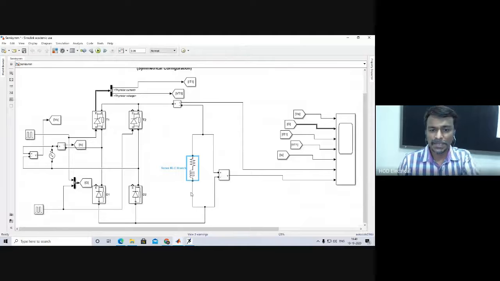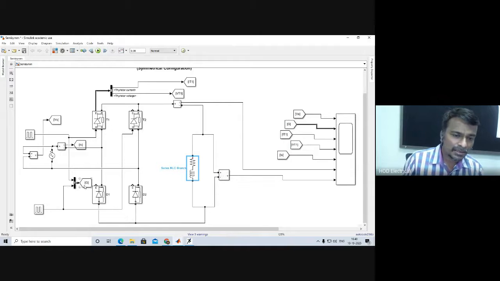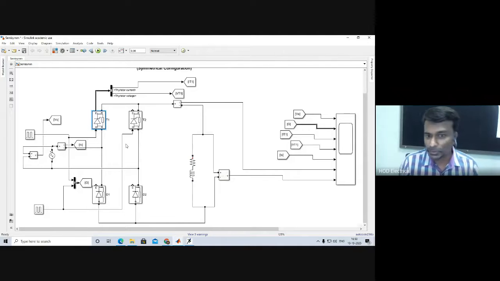See, this is the semi-converter. As I already told you, thyristor T1 is here. I have given this input voltage, and I am also measuring the source current. Firing pulses I have given to each thyristor separately. So this is T1, T2, then D1, D2.